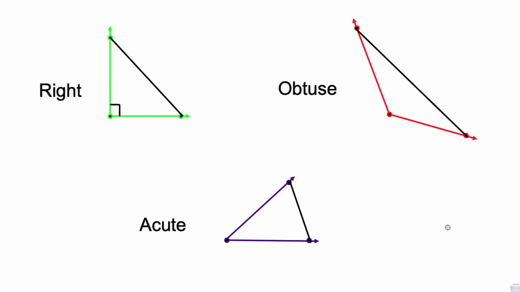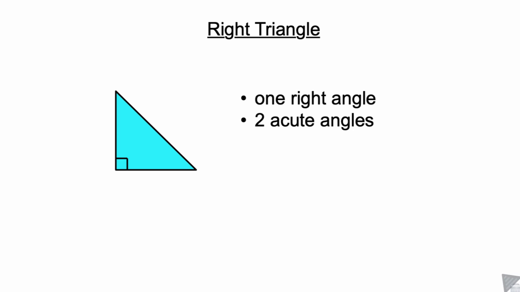So now we're going to dive into the specifics of each type of triangle. For our right triangle, we have to have one right angle and two acute angles. So right here's our right angle, and you'll notice the other two are acute. Sometimes we could wonder, why can't there be two right angles in a right triangle?